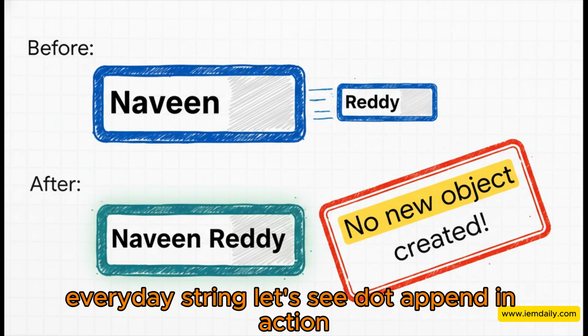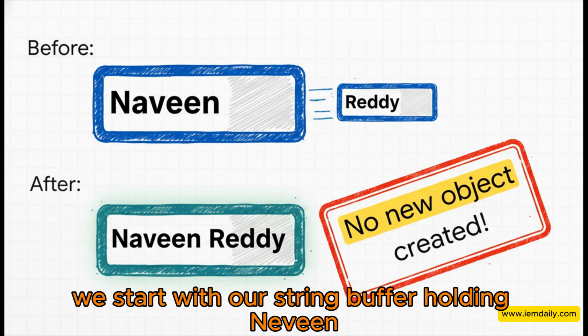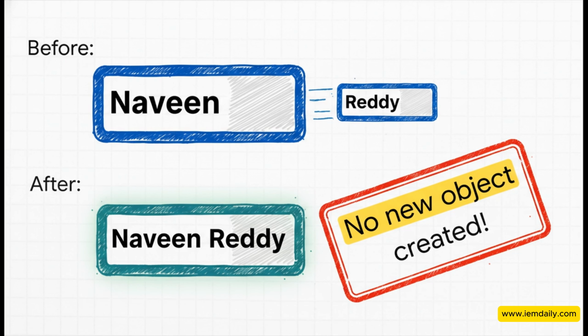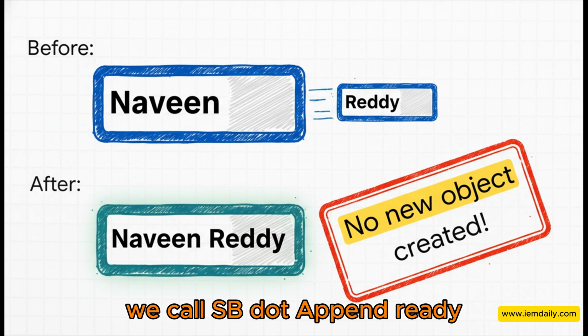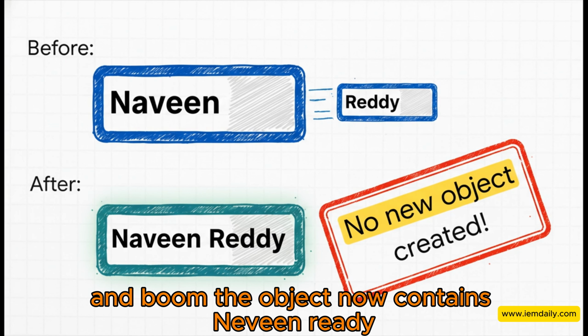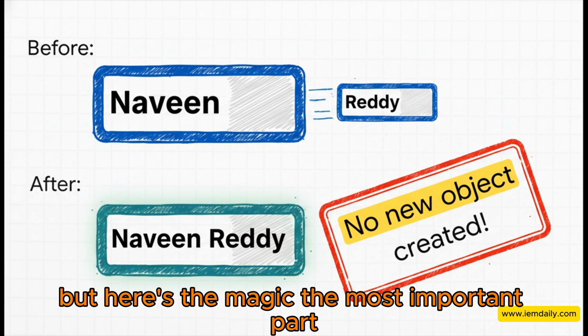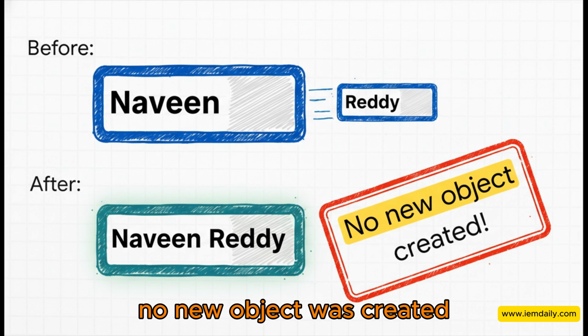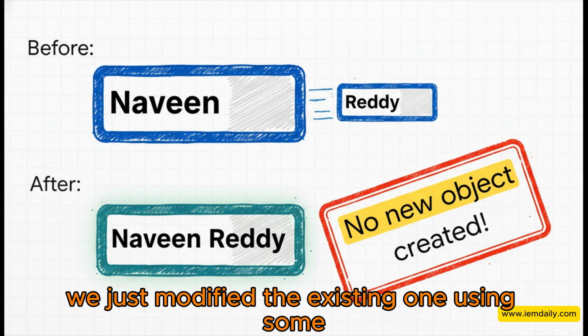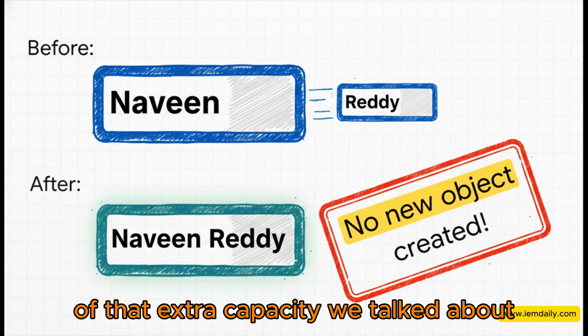Let's see .append in action. We start with our string buffer, holding Naveen. We call sb.append(" Reddy"). And boom, the object now contains Naveen Reddy. But here's the magic, the most important part. No new object was created. We just modified the existing one, using some of that extra capacity we talked about.